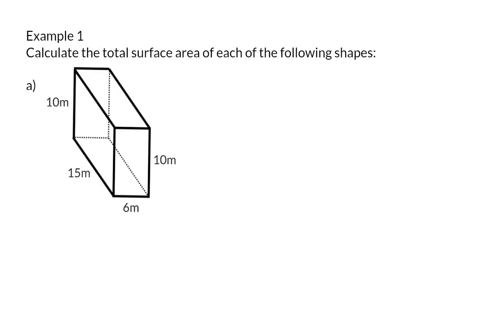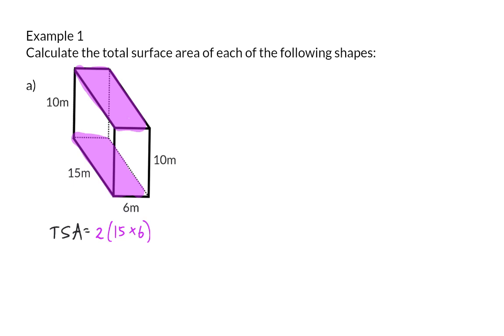Example 1. Calculate the total surface area of each of the following shapes. Firstly, we have a rectangular prism, so we know there are 6 rectangles. I'm going to start with the rectangle right at the bottom, which is a 6 by 15 rectangle, and then right above that there's another identical 6 by 15 rectangle.